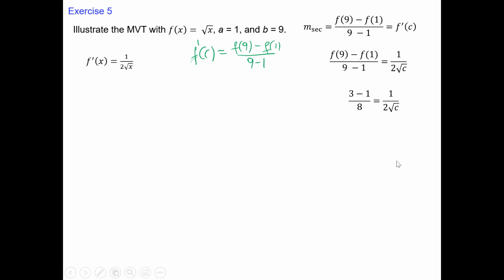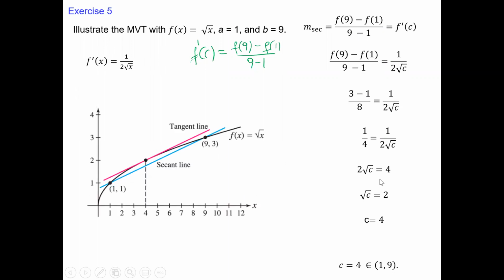Let's solve it. The square root of 9 is 3, the square root of 1 is 1, so 2 over 8 is 1/4. Cross multiply, divide by 2, and square both sides, c equals 4. 4 is definitely in that interval. And I have the graph.